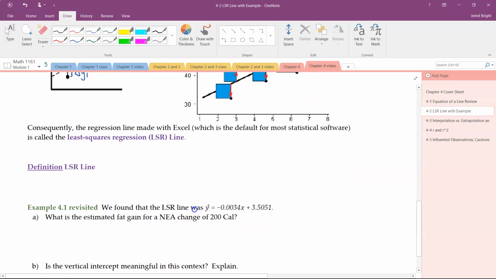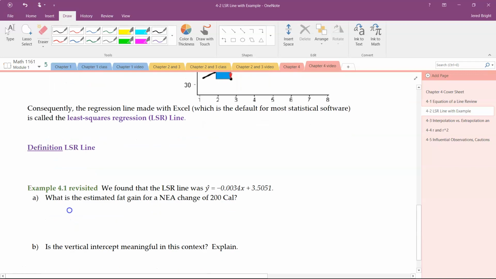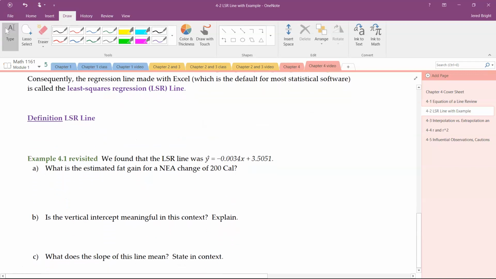Okay, now, when I use the acronym LSR, I'm referring to the least squares regression line, effectively the trend line, in quotes, that Excel gives you. Okay, and then lastly, how do we use it? We got this equation, what do we do with it? So we found that the LSR line was y hat. This is literally y with a little caret on top, and this just means predicted y value, because we may or may not have that value in our data set. So we're just saying if we had the y value, we'd expect it to be this. But anyway, we found the LSR line was that.